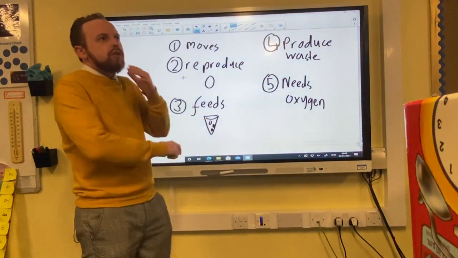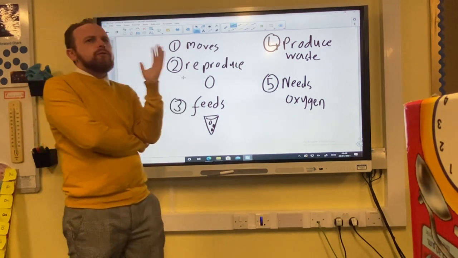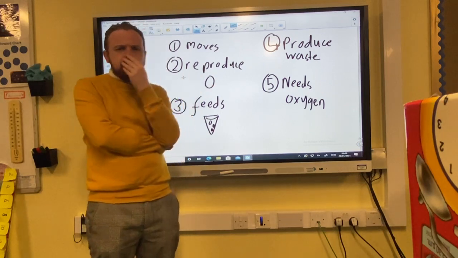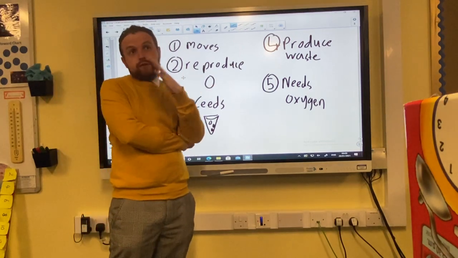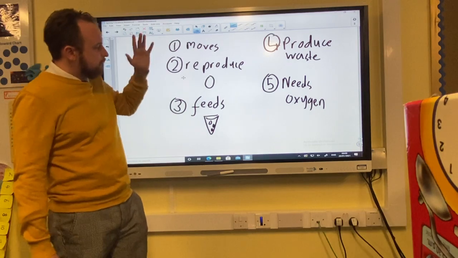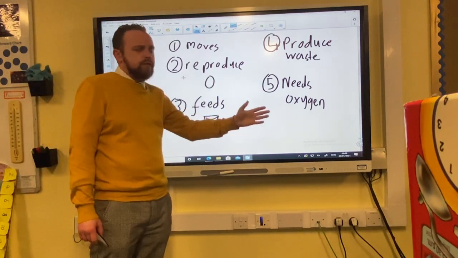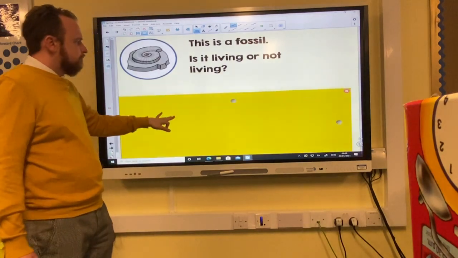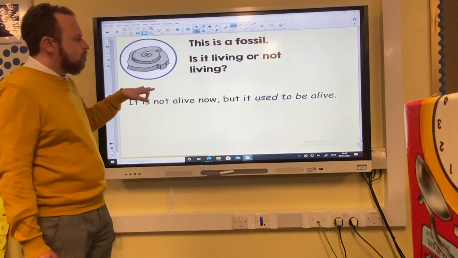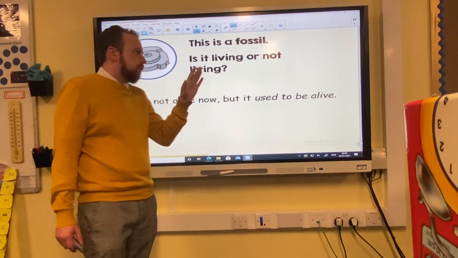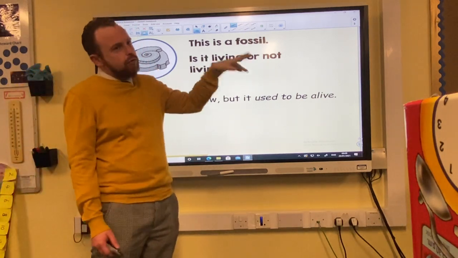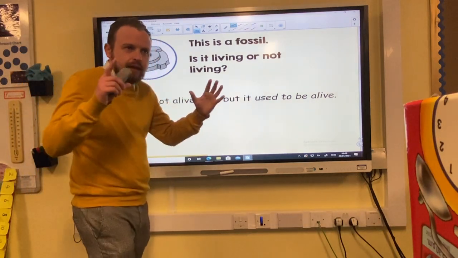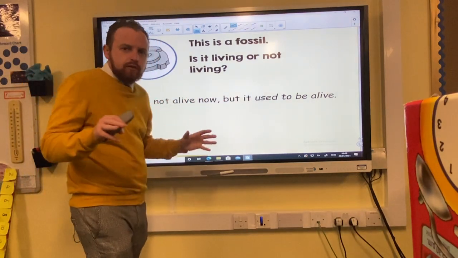But do you remember last time we talked about the fact that fossils often were things that were actually alive, like dinosaurs, for example. And when a fossil was a dinosaur, it did move, reproduce, feed, produce waste, and need oxygen. So a fossil is in a kind of funny category, isn't it? It's not alive now, it's not a living thing, but it used to be alive. So we have got three categories here that different things can be.